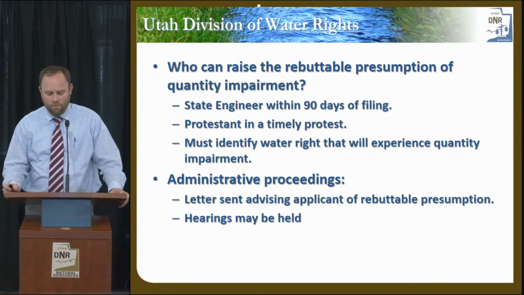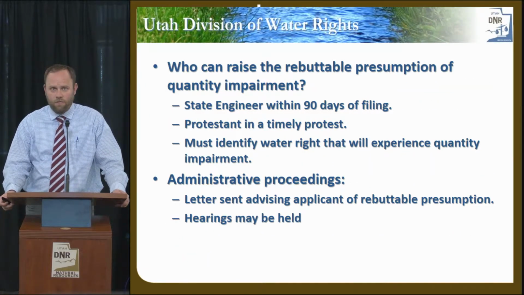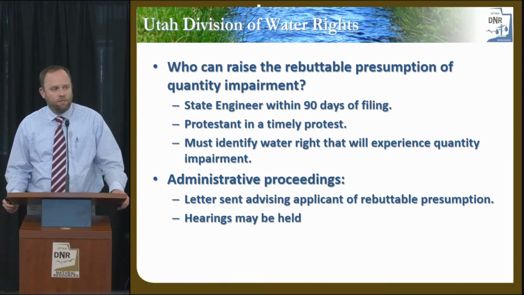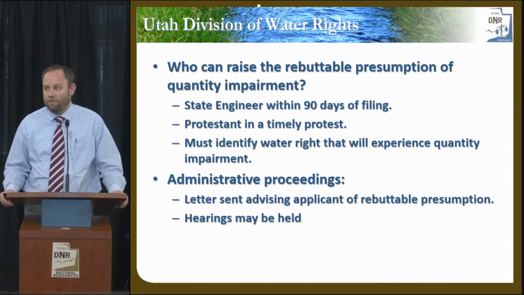Okay, so let's talk about the administrative procedures. How is rebuttable presumption of quantity impairment implemented in the state engineer's office? Statute tells us that this rebuttable presumption of quantity impairment can be raised by the state engineer within 90 days of filing. Division staff reviews each and every application, and we look at whether there is a potential non-use issue. It can also be raised by a protestant in a timely protest.